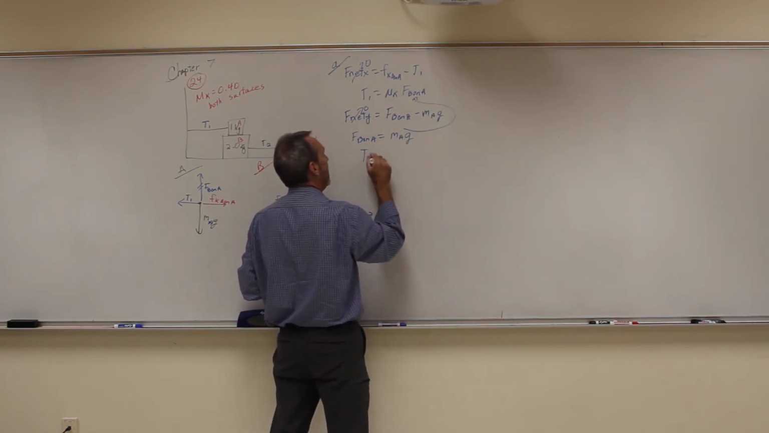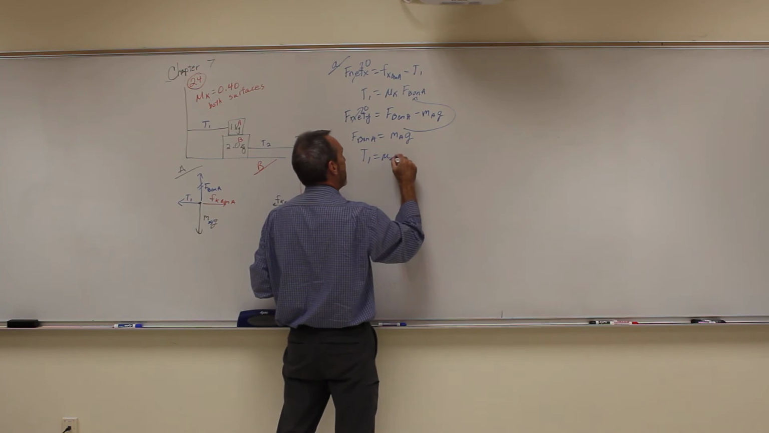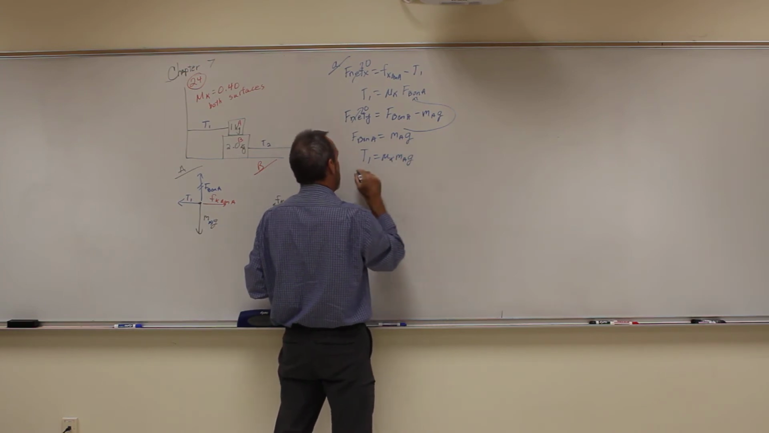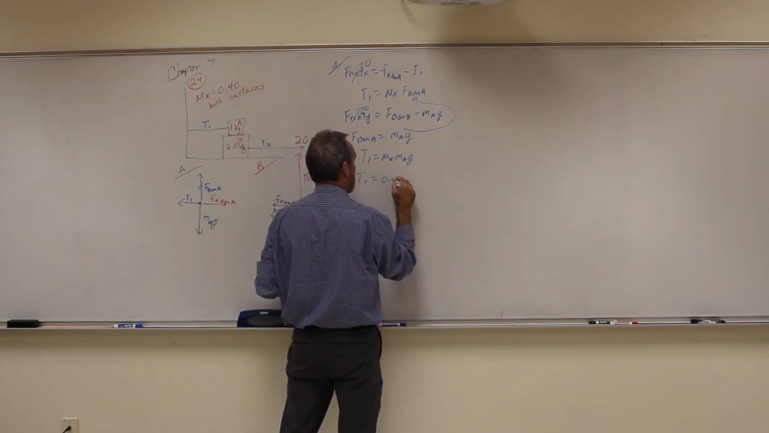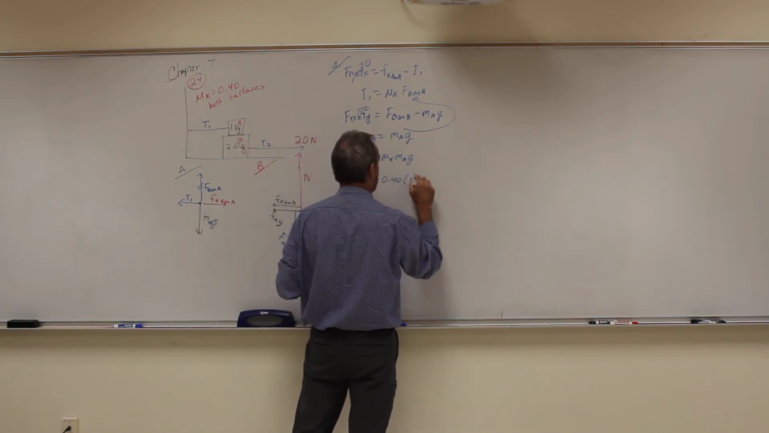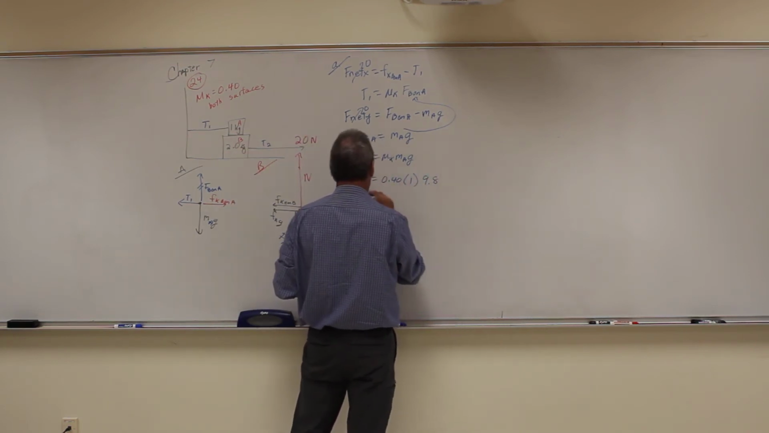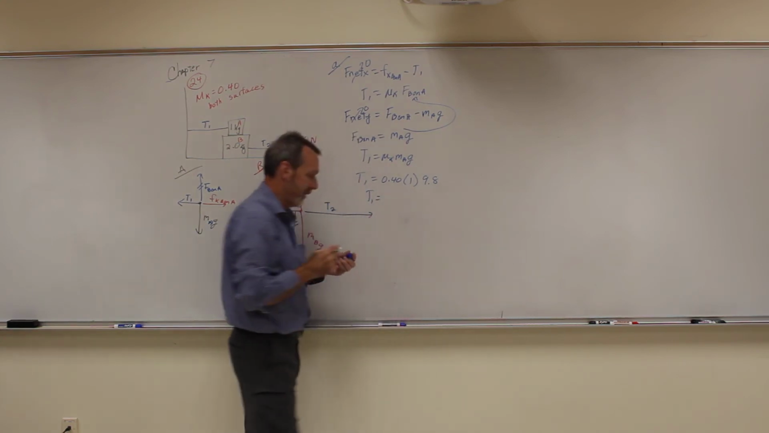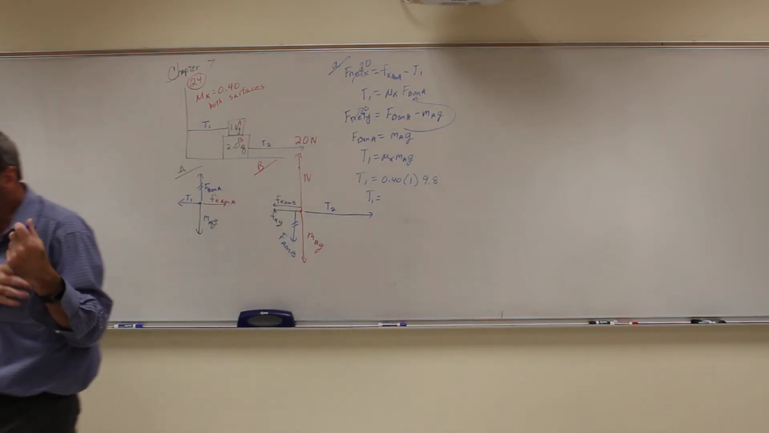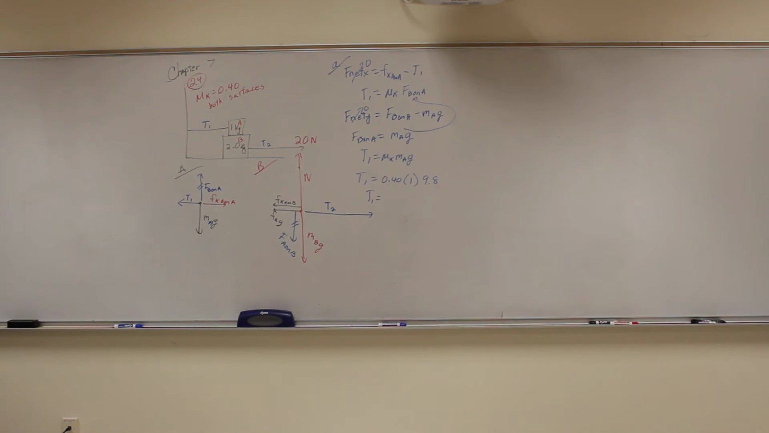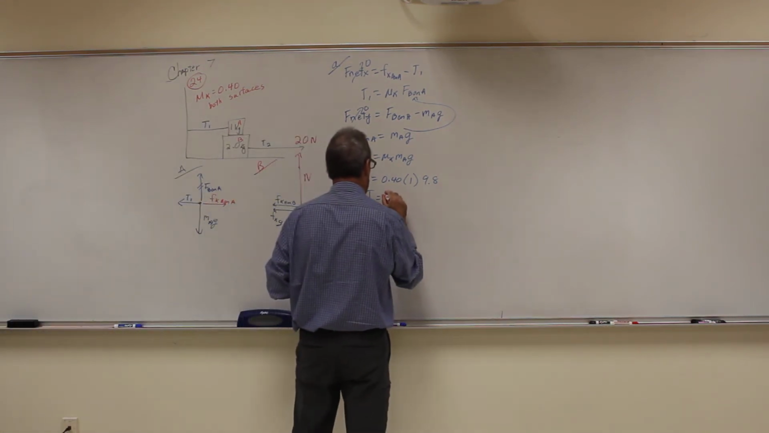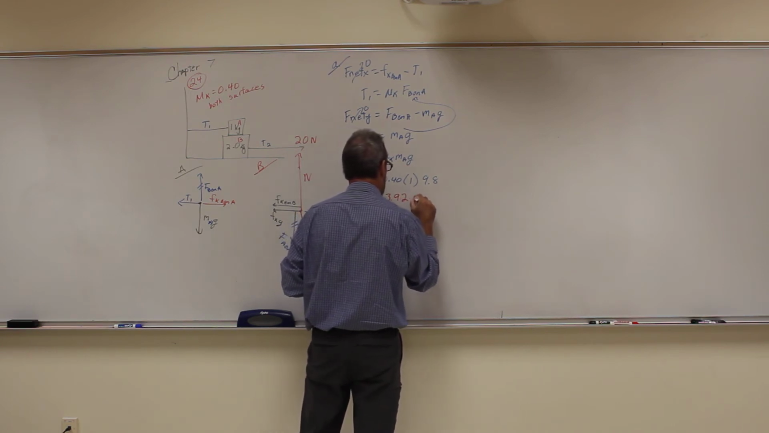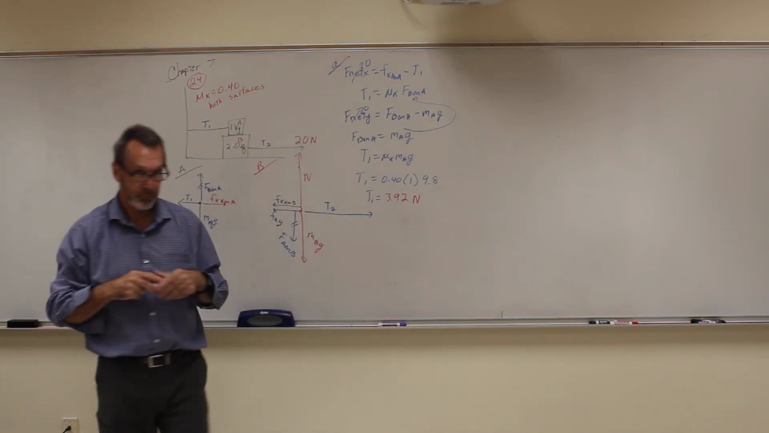So T1 is equal to mu sub K times MA times G. Well, I know all those values, so I can plug that in. It's 0.4 times 1 times 9.8, and I get tension in the rope connected to the wall is equal to 3.92 newtons. All right.